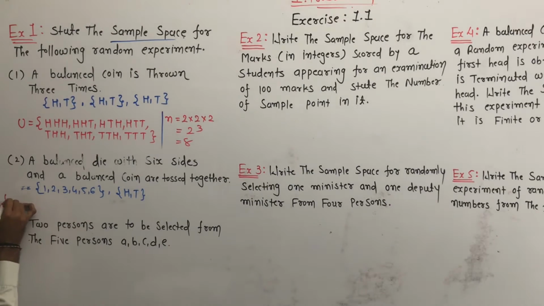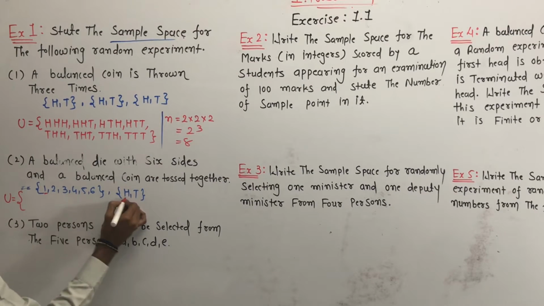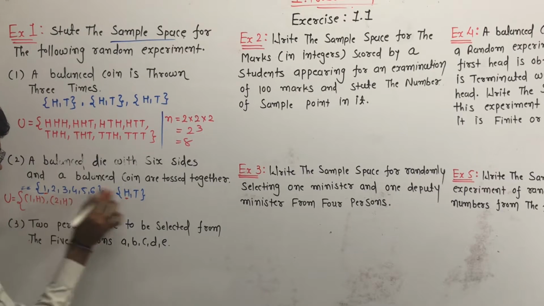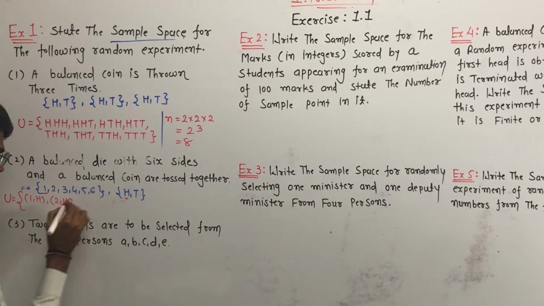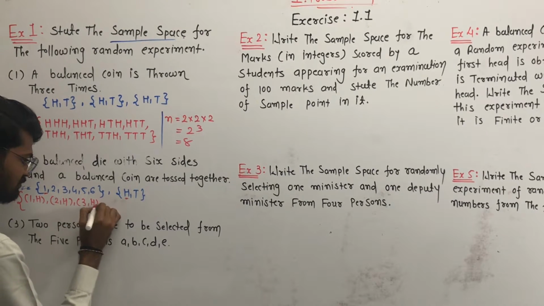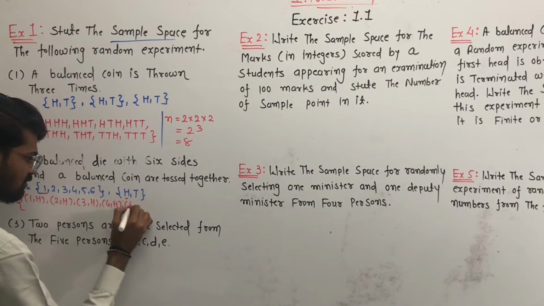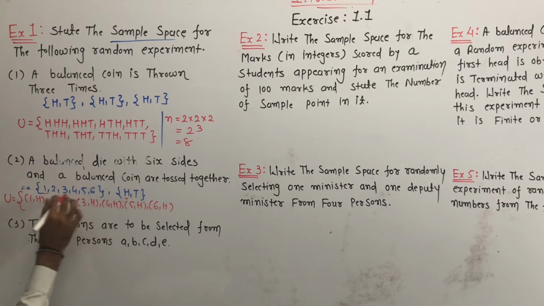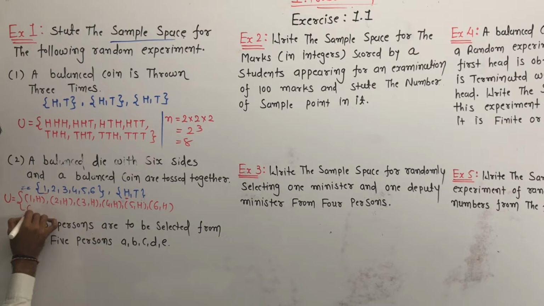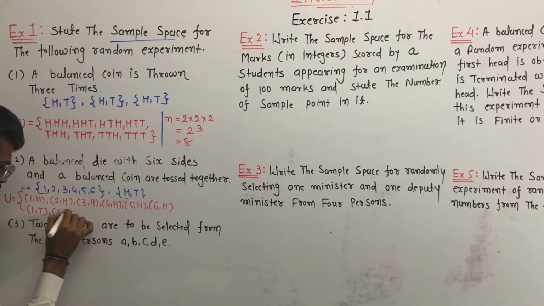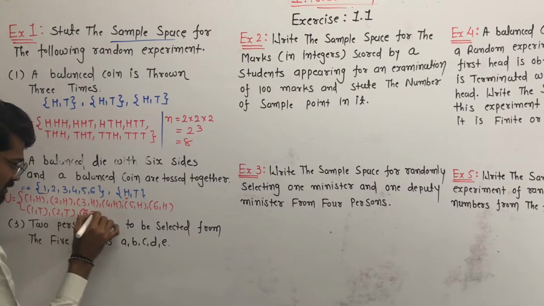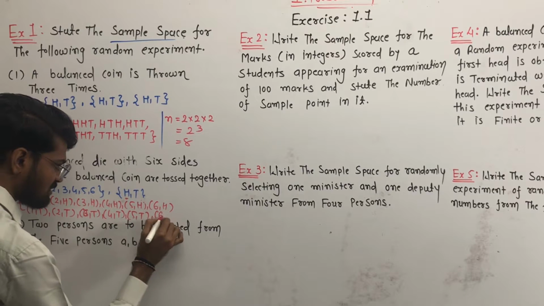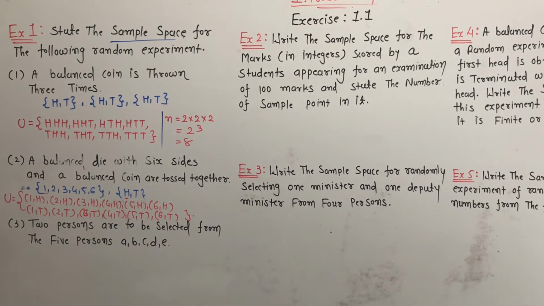So our sample space U is equal to 1H, 2H, 3H, 4H, 5H, 6H, and then 1T, 2T, 3T, 4T, 5T and 6T. So this is our sample space for this event 2.